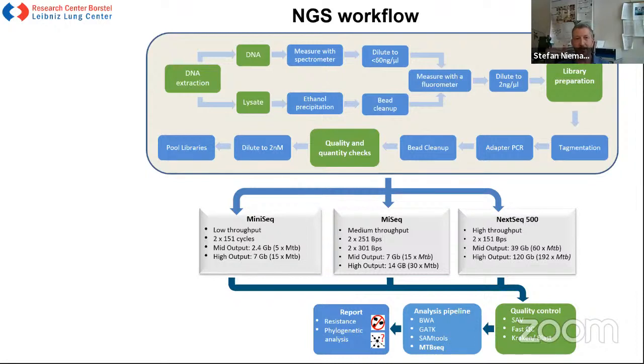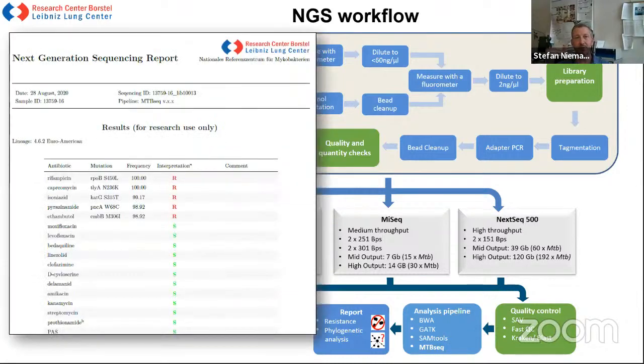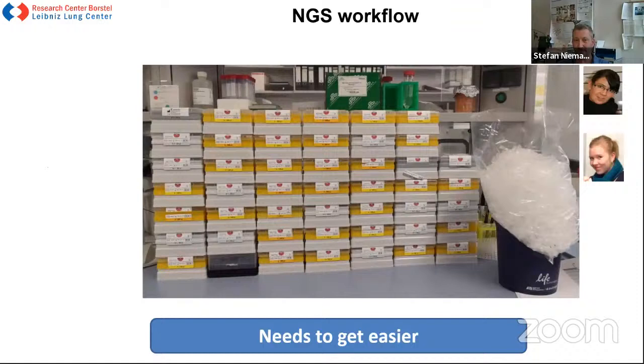And what we have also developed is an automatically created next generation sequencing resistance report that you can see here. That comes directly out of our analytical pipeline and can then be manually inspected. This slide should also show you that if you do NextSeq runs with 200 samples, the whole library preparation workflow also requires quite a substantial amount of pipetting.